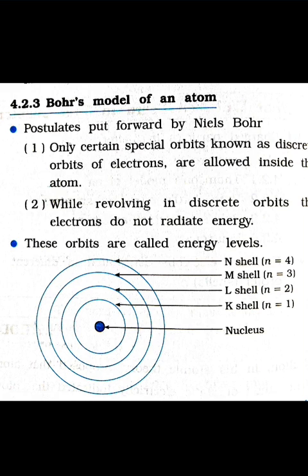That means K, which is the innermost shell, is the first, n equal to 1. L is n equal to 2, like that. So the postulates of Niels Bohr's atomic model: only certain special orbits known as discrete orbits of electrons are allowed inside the atom. While revolving in discrete orbits, the electrons do not radiate energy.